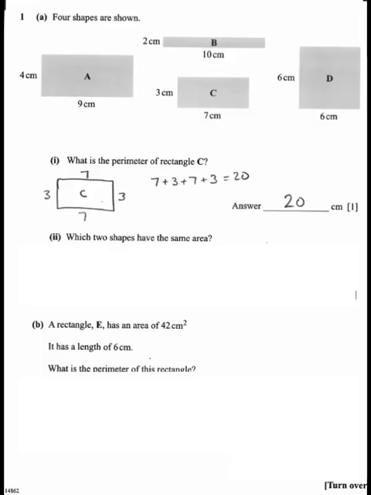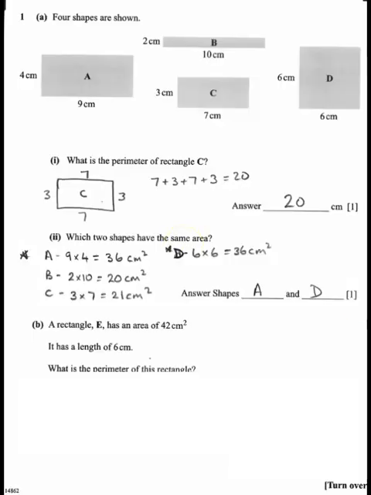The second part of it, it says which two shapes have the same area. So when we look at it here, we've got shape A is 9 multiplied by 4, so it's length times width, which is 36 centimeters squared. And then we do the same for every rectangle there, so 2 times 10 for shape B, 3 times 7 for shape C, and 6 times 6 for shape D.